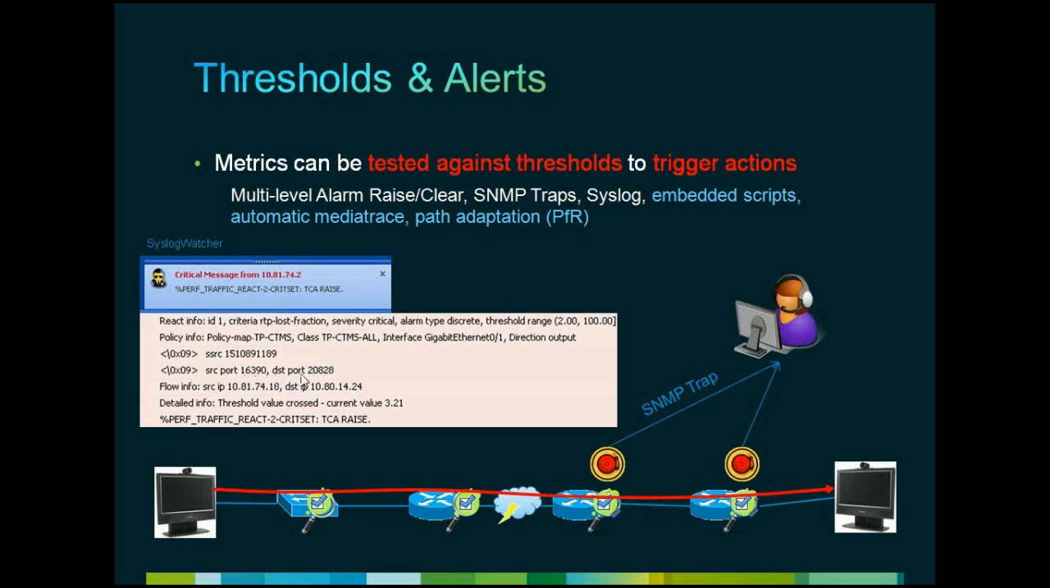So you see, this is the source port, the source destination, and you get the flow info. And then it says, okay, the threshold value has crossed. The number is 3.2. And this is how you would see what happens.